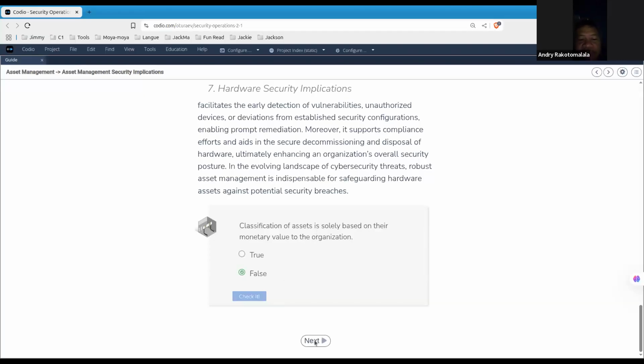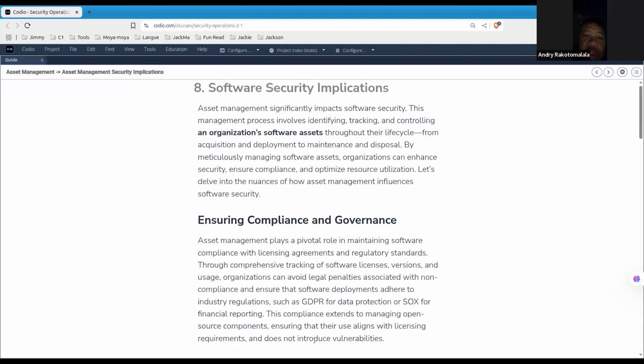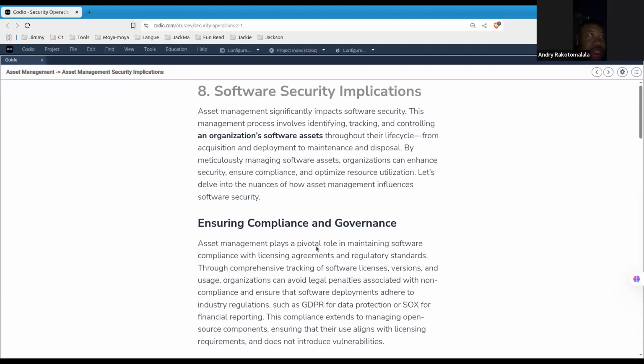All right, let's go to slide number 8. So we talked about hardware, right? The next thing we want to talk about is software security implementation. Now, software security is really important because when we're talking hardware, we're talking physical things we can touch. In this case, we're talking about software, which is all quote unquote logical and it's all code on a network.